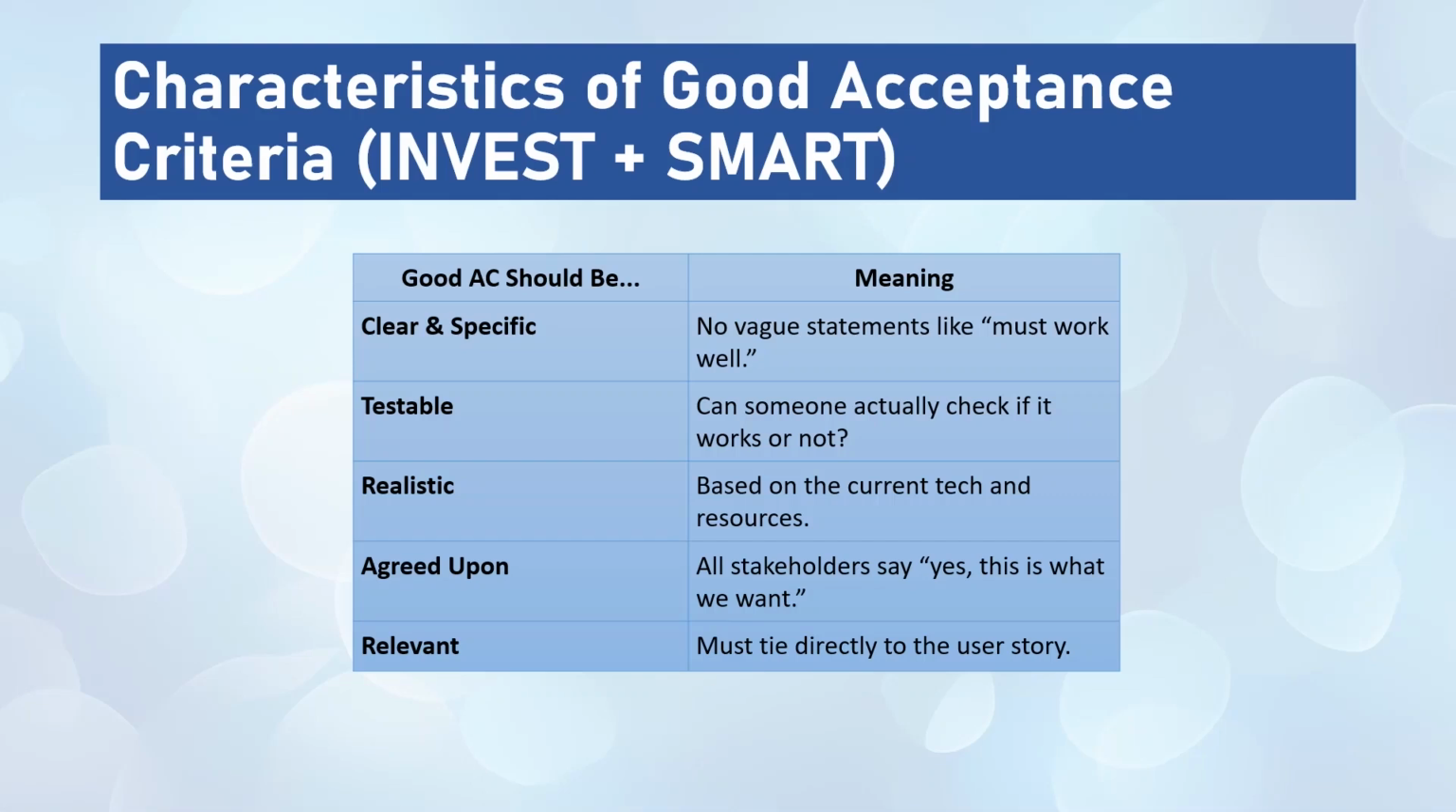It must be agreed upon. The stakeholders should say, yes, this is what we want. And good acceptance criteria must be relevant. They must be directly tied to the specific user story that they are under. Okay, not that you would pick acceptance criteria for something else and then link it to a user story. It doesn't work that way.